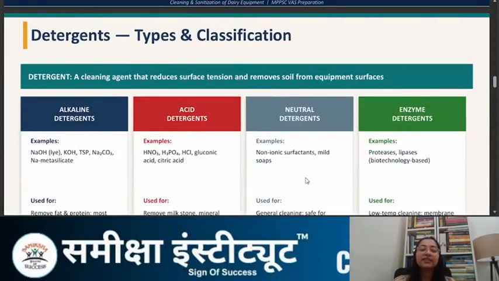Then next, what are the types of cleaning agents? First we will study the detergents, then we will study the sanitizers. So what are detergents? Detergents are cleaning agents that reduce the surface tension and remove the milk soil from the equipment surfaces. The basic property of detergents is that they reduce the surface tension.